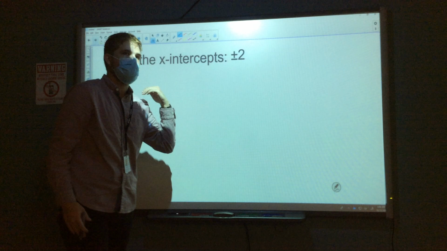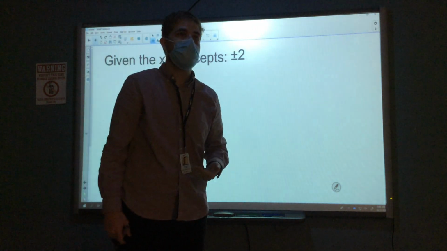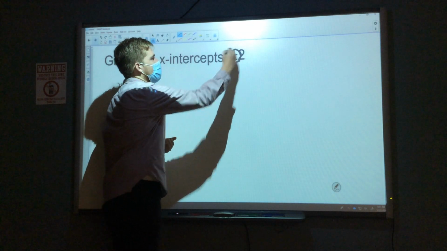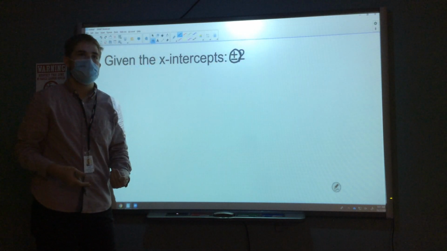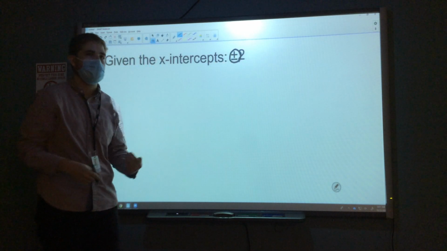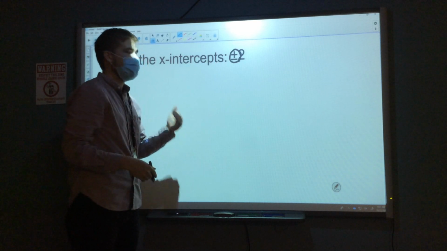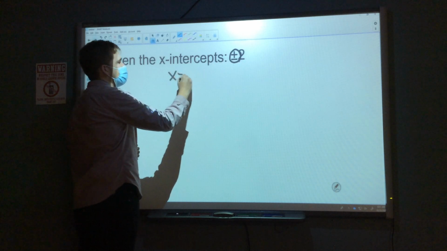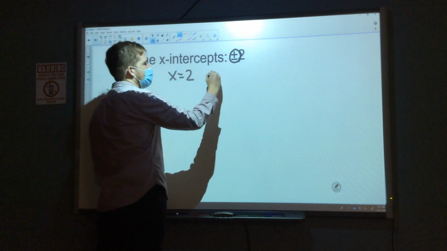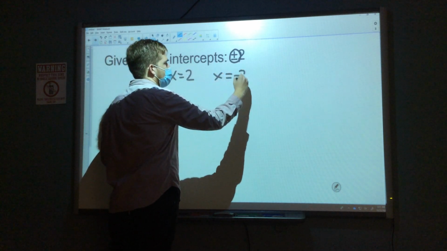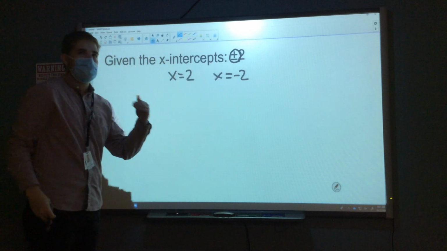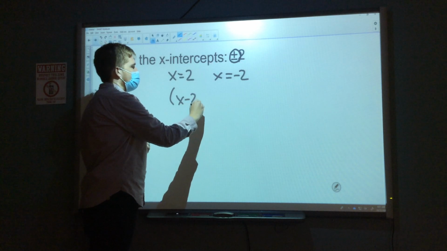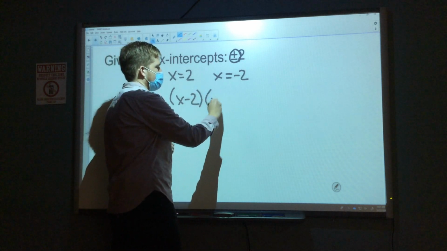So I'm not going to go ahead and FOIL this one, but I'll just quickly talk about what this symbol means. This symbol means plus or minus. It's just a compact way of writing pretty much the same number with two different signs. So I have x is equal to positive 2 and x is equal to negative 2. So when you go to make your equation, you'll have x minus 2 times x plus 2.